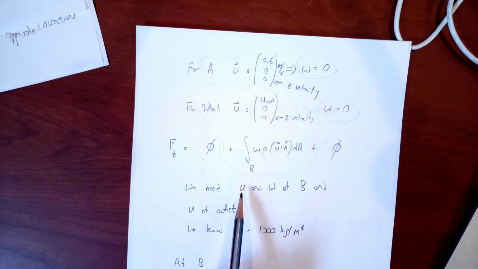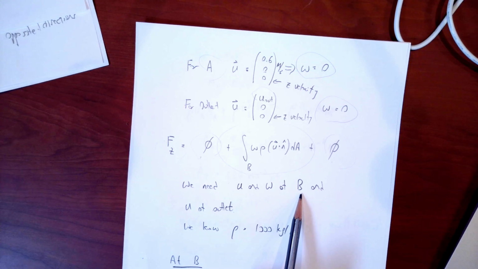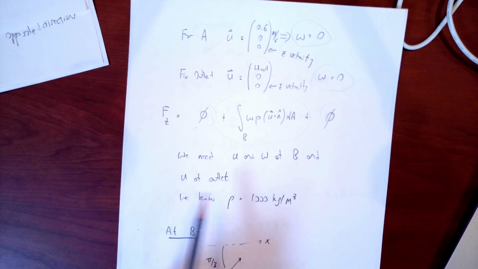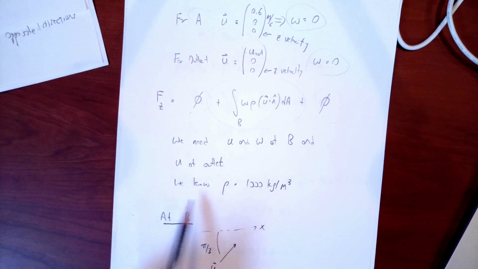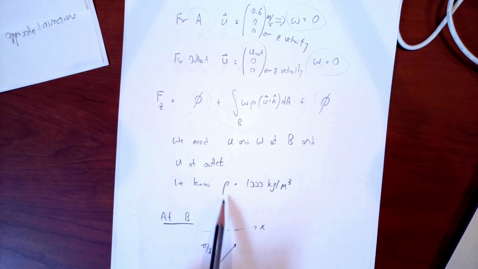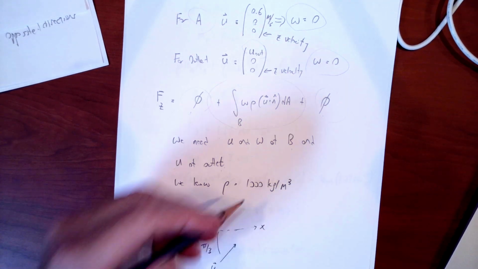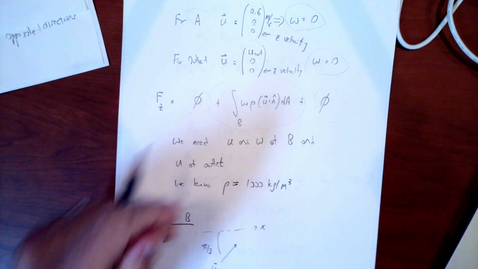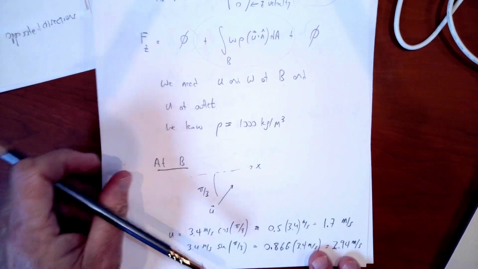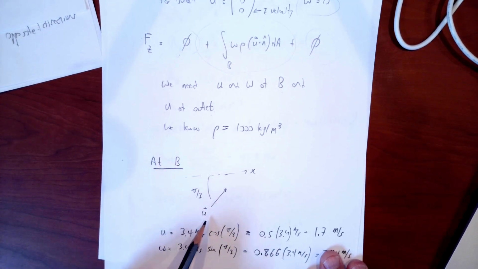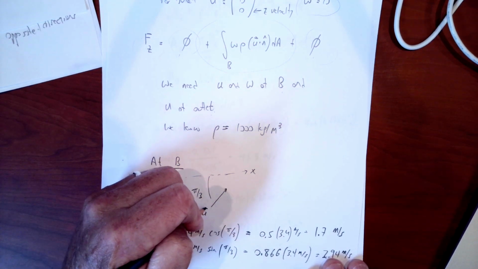All right, we still need U and W at surface B. We have not calculated that. We also need U at the outlet. We know the density is 1,000 kilograms per meter cubed because we were told it's water, and we always use 1,000 for water. All right, at point B, we can calculate the U velocity and the W velocity.